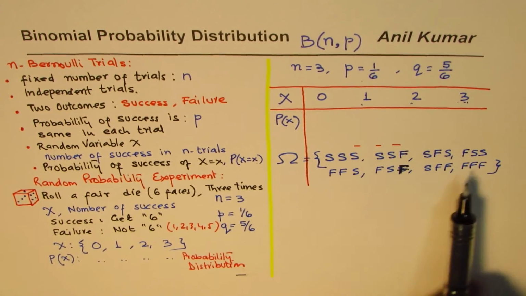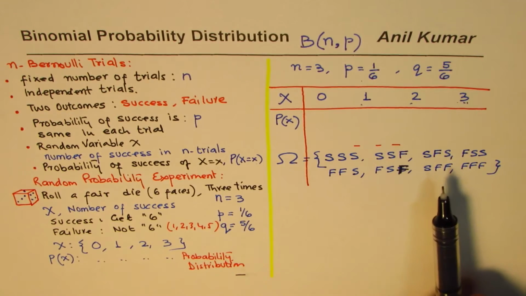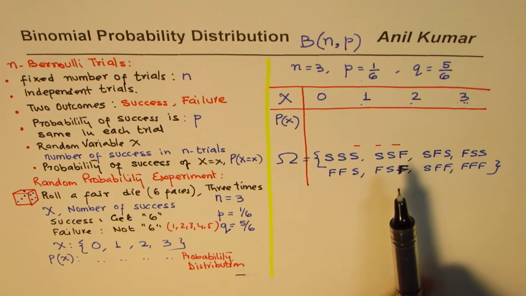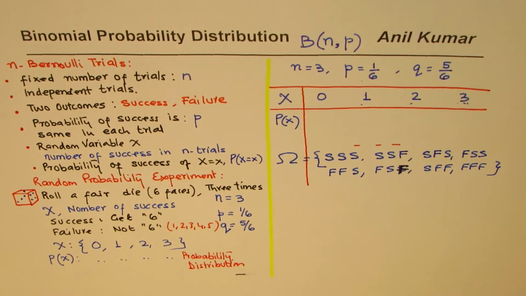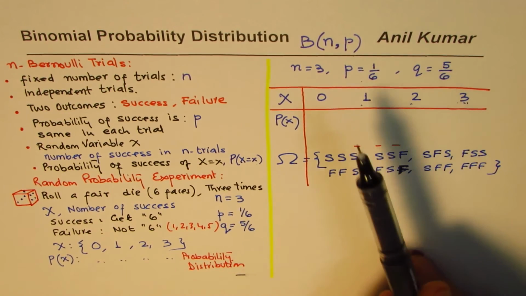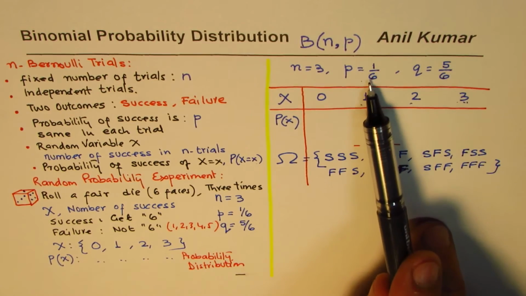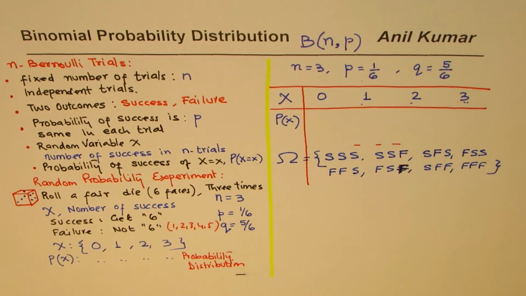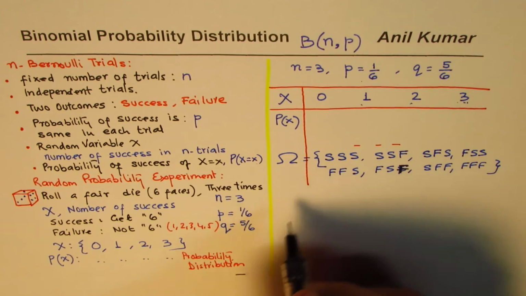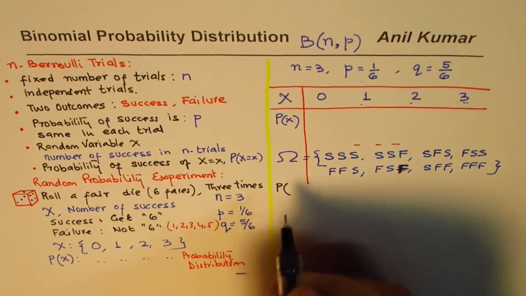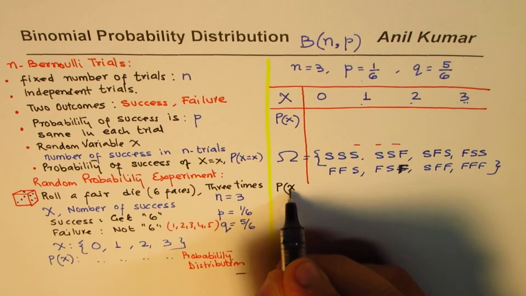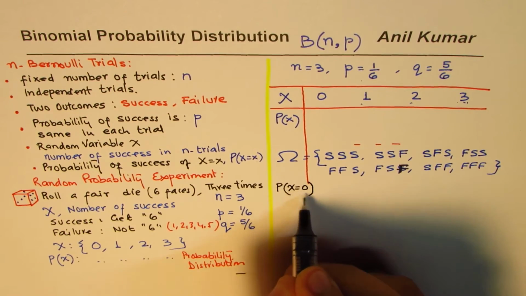Let's find the probabilities. We know all these are independent events. Every time you throw the dice, either you get a 6 or you don't get a 6. And probability of getting a 6 is 1 by 6. And probability of not getting a 6 in each trial is 1 minus 1 by 6, which is 5 by 6, right? So now let's find the probability for this random variable x to have no success at all, right?